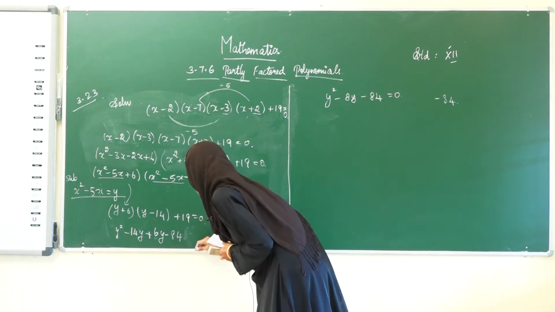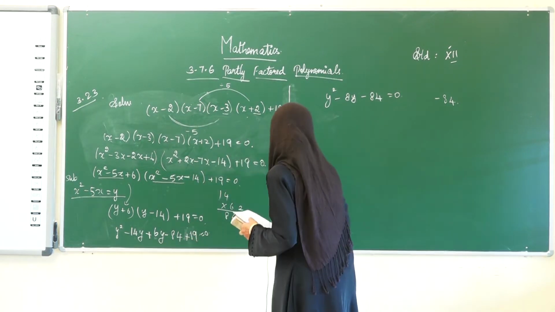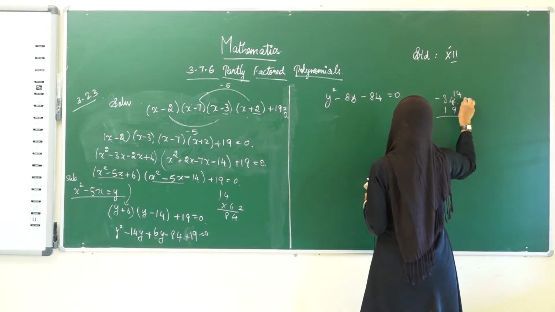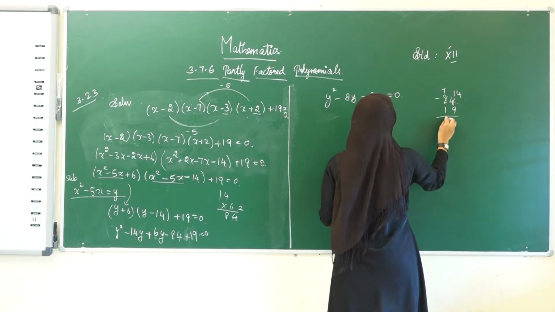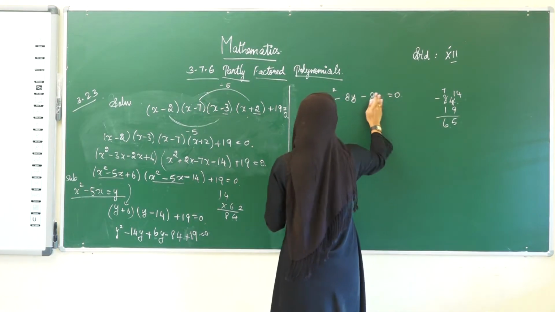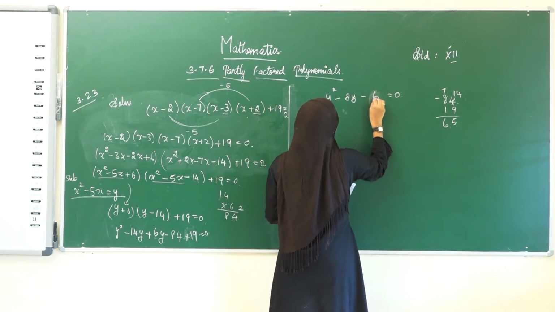See, we have another one, 19, right? Plus 19 equal to 0. We have to add this 2. Okay, so minus 84 plus 19, what will be the answer? Here it is 4, here it is 7, 6 and here it becomes 5. Therefore, y square minus 8y minus 65.